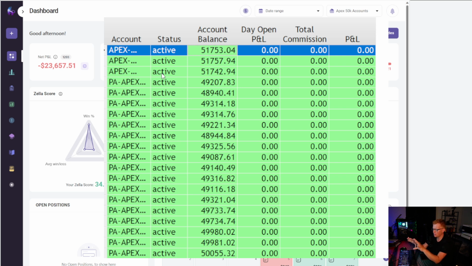Now, I do want to make one thing clear. I do not plan to do that again, just because I feel like it's kind of a bad habit. So once I get to 20 funded accounts again, that's it. If I blow a funded account, then that's just it. We're not going to keep adding funded accounts. If I blow a funded account, it is what it is. We're going to move on and focus on the remaining funded accounts.